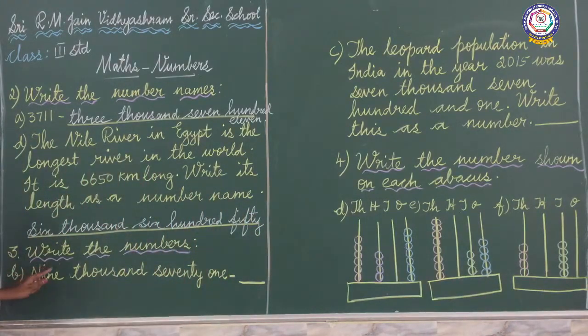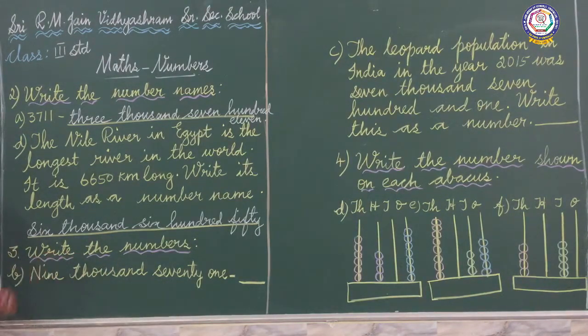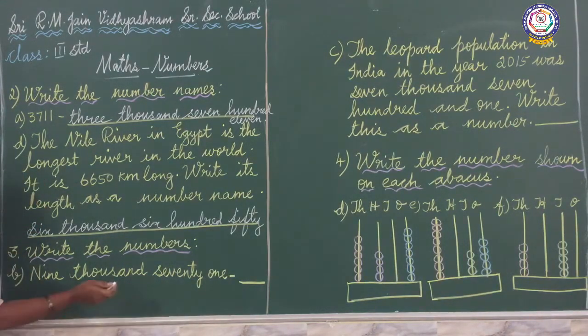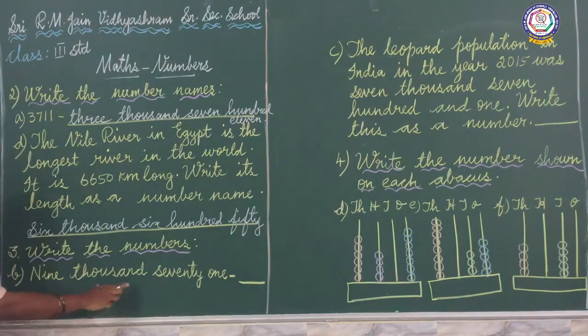Next, we are going to write the numbers. They have given the number name, and we are going to write the numerals. 9071. See here, ones place they have given, and then tens place they have given, and then thousands they have given, but they didn't give hundreds.